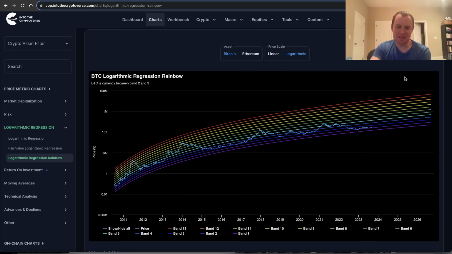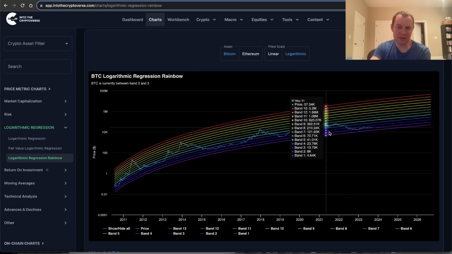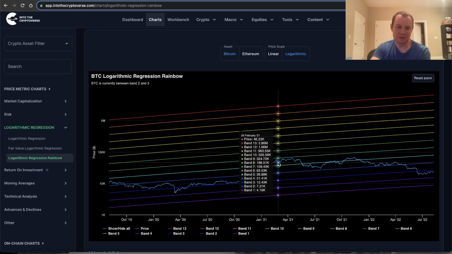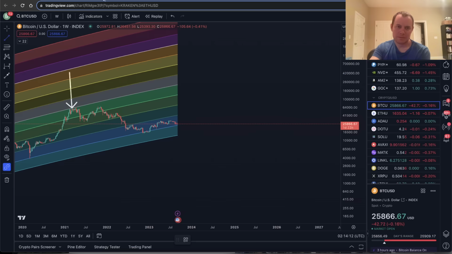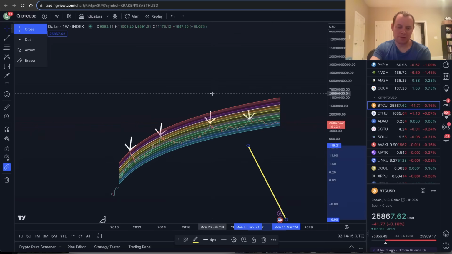There has been some seasonality about Q4 of the post-halving year, so it could occur then. But last cycle, remember, we went up to this band in the early part of the post-halving year, right? So it's really hard to say. But anyway, this is your logarithmic regression analysis for Bitcoin.